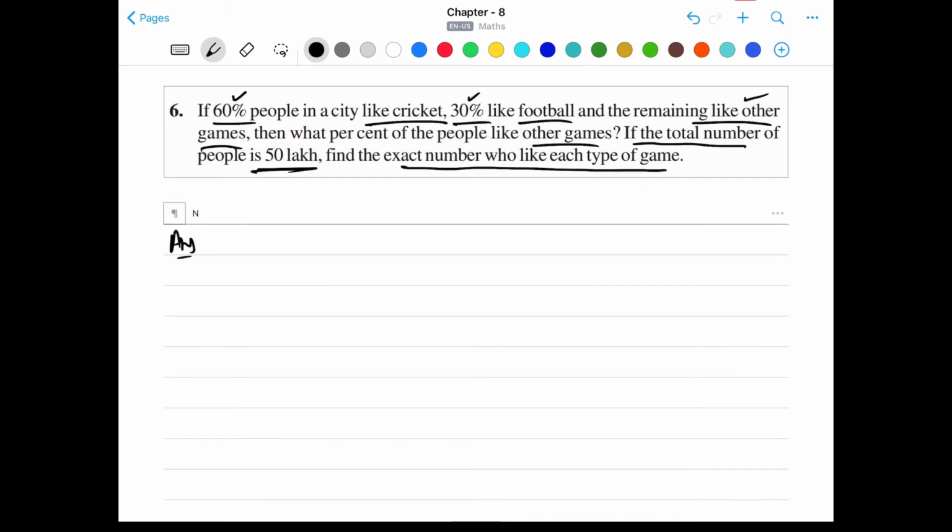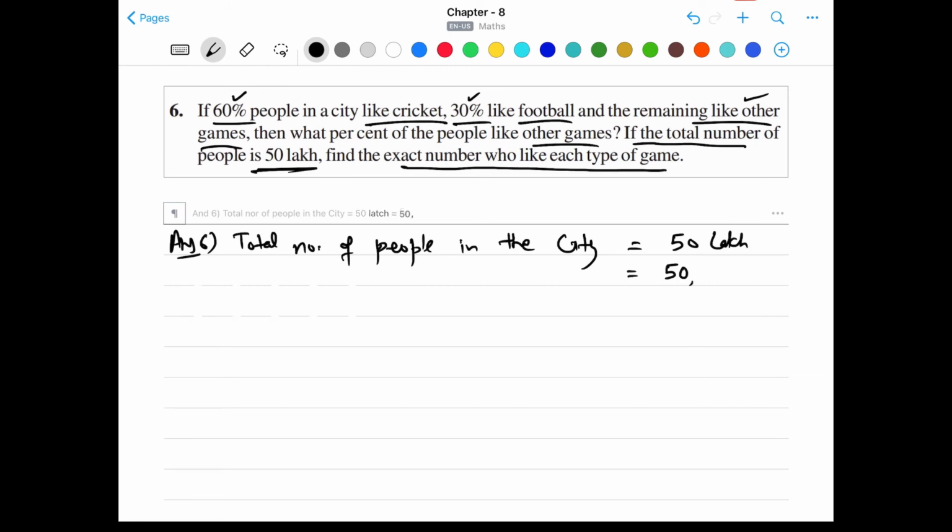Let's write its answer. Number 6. First we'll write the total number of people in the city. The number of people in the city is given as 50 lakh. 50 lakh means 5 0 0 0 0 0 0 in numbers.